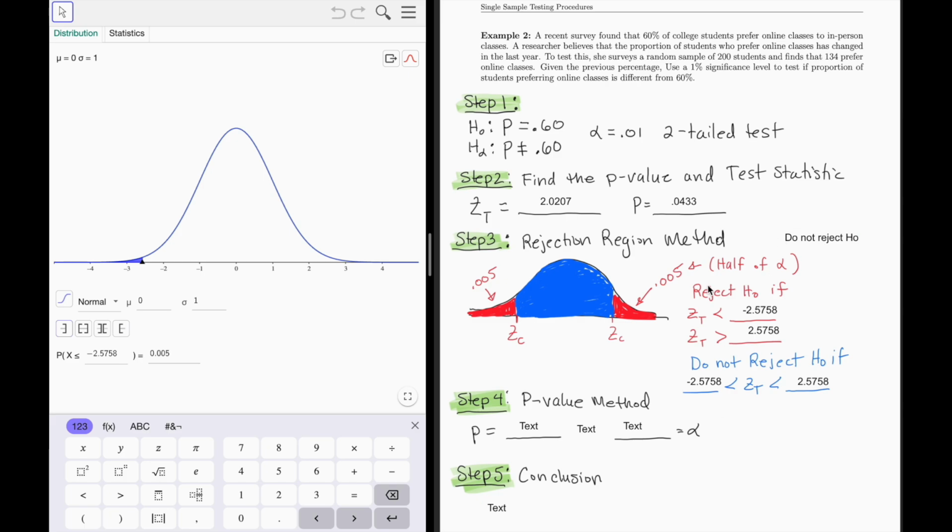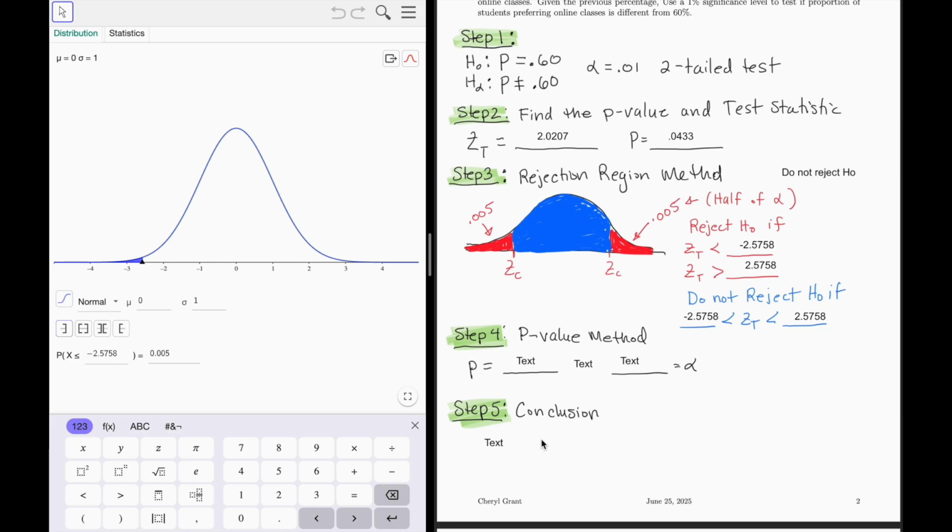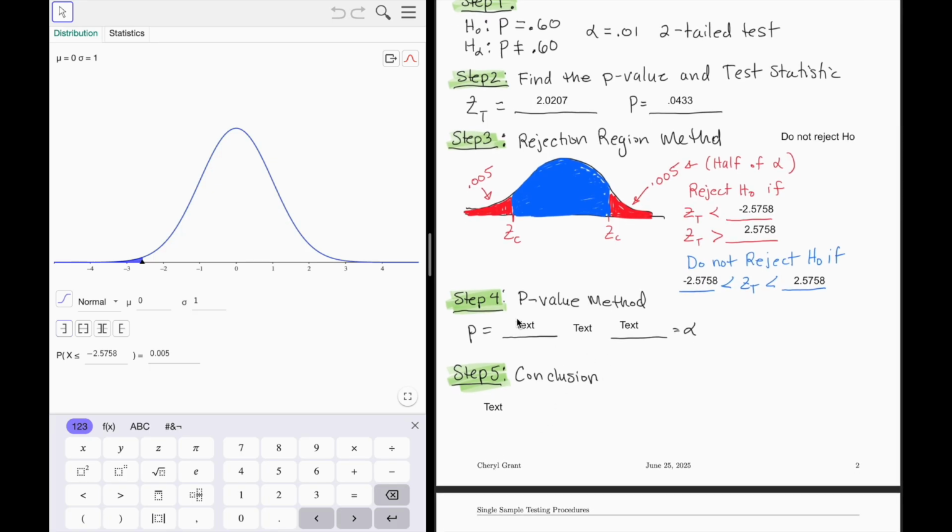Now we need to make sure that we get that for the 4th step as well. So for the 4th step, we're using the p-value method. So we're going to use our p-value, which is 0.0433, and we're going to check it against our alpha level, which is 0.01. 0.0433 is definitely greater than 0.01. So because of that, for step 4, we're also going to have do not reject H0.